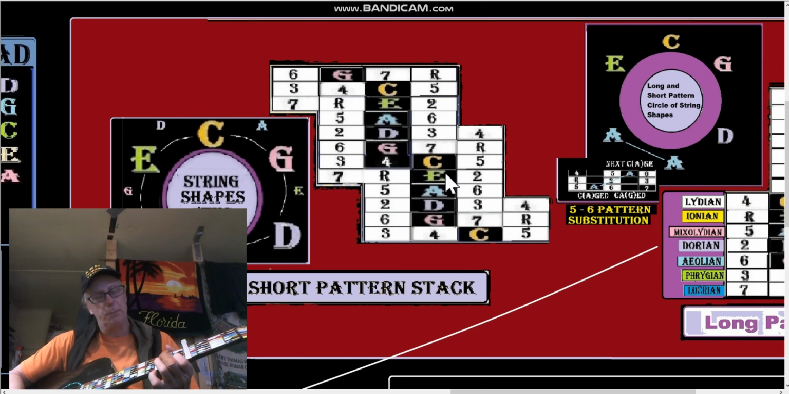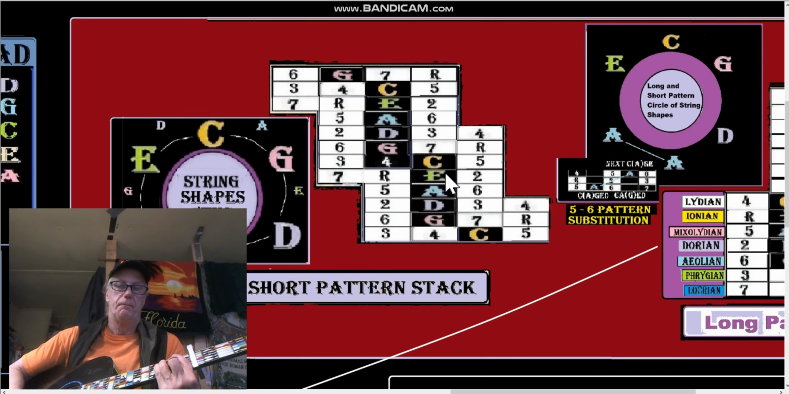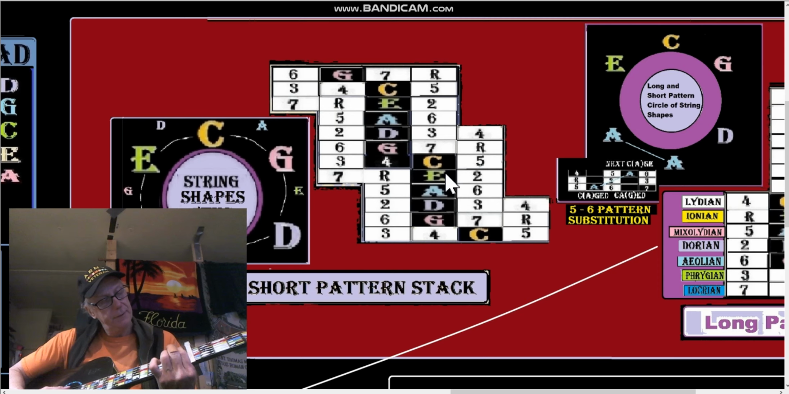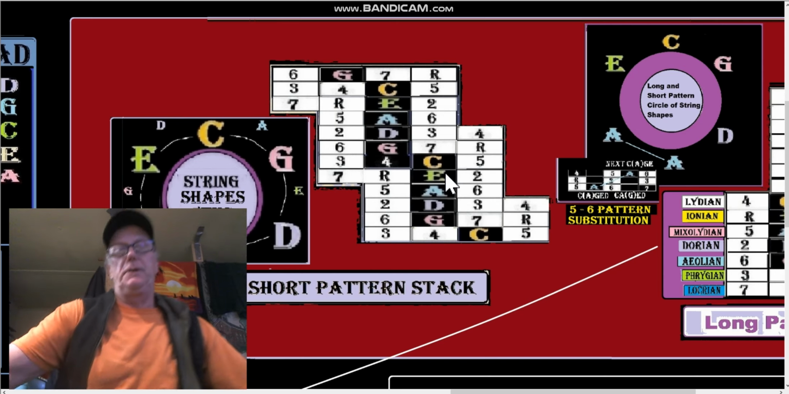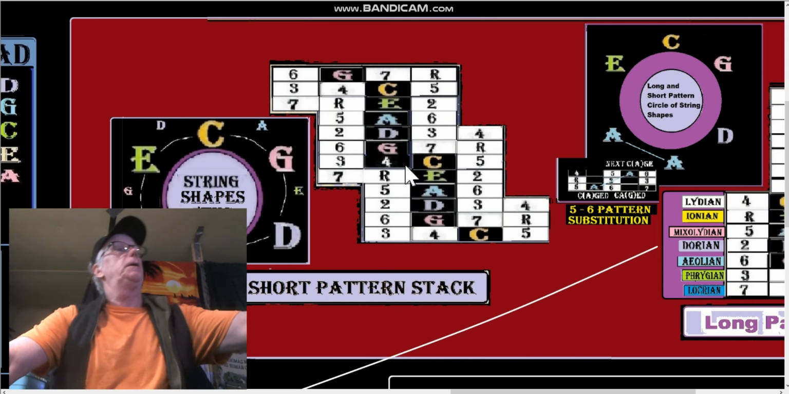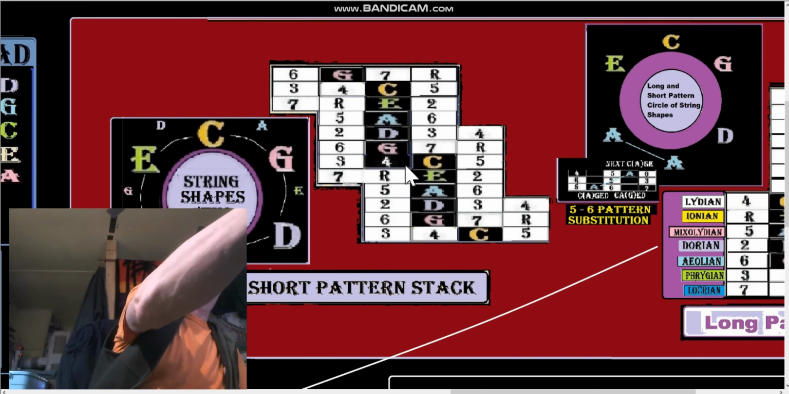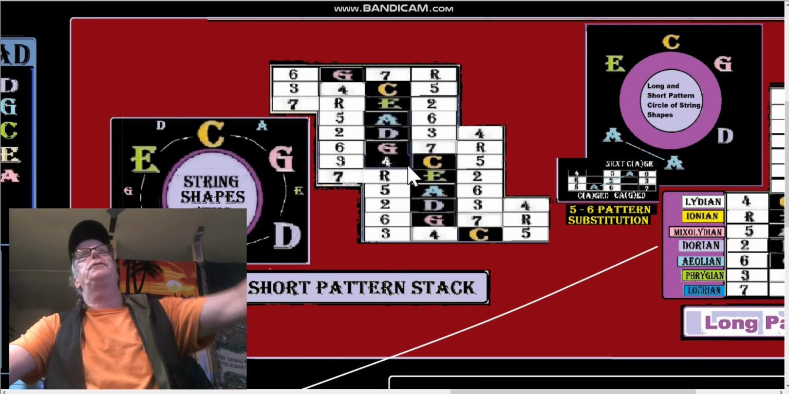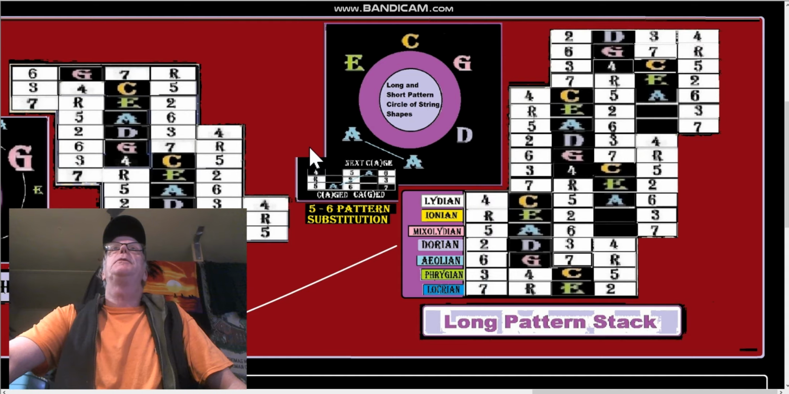I keep forgetting to warp that C over. Okay, so that's that Locrian. So that we can do it in F and on, F sharp, all the way up. But you just can't do the lowest E on the short pattern, so we came up with the long patterns.